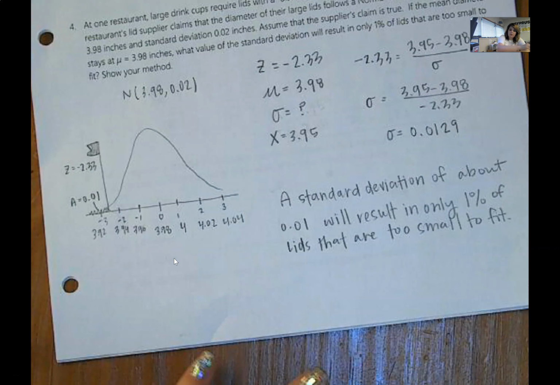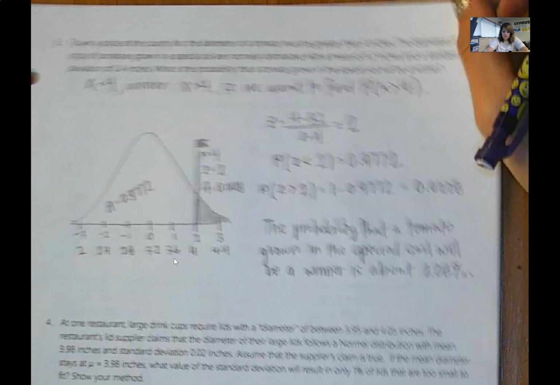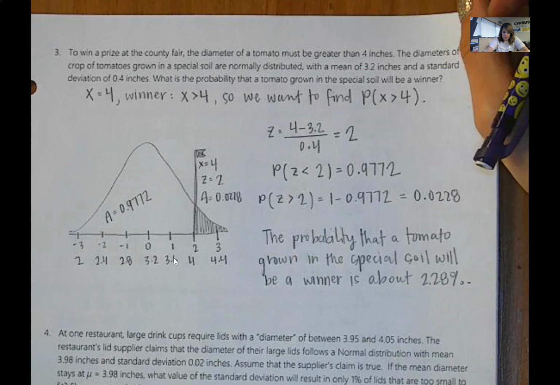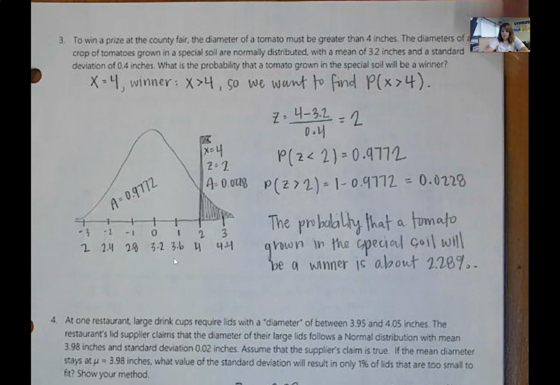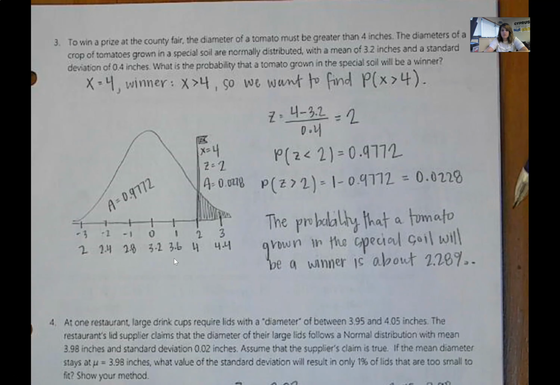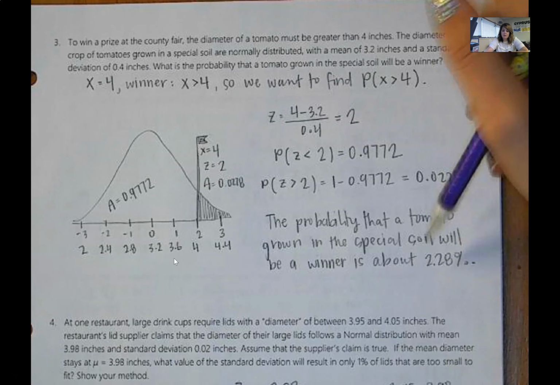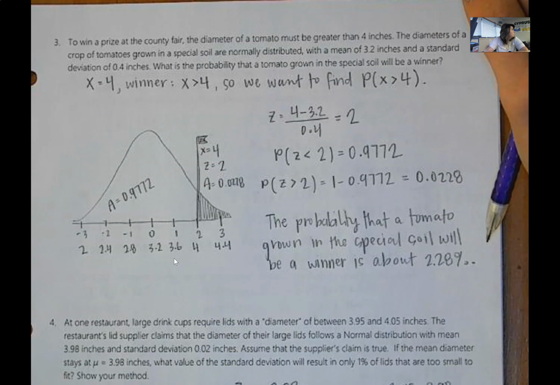Moving on to number 3. So in order to be a winner, X has to be greater than 4. So we want to find P, the percent of X that are greater than 4. So the probability that a tomato grown in the special soil will be a winner is about 2.28%. So the chances that it'll be a winner is about 2%. That's pretty low.